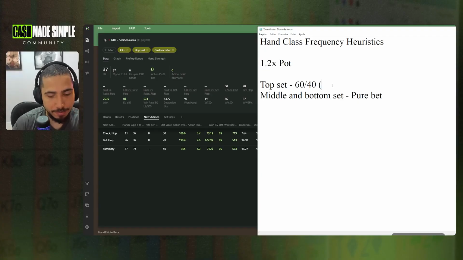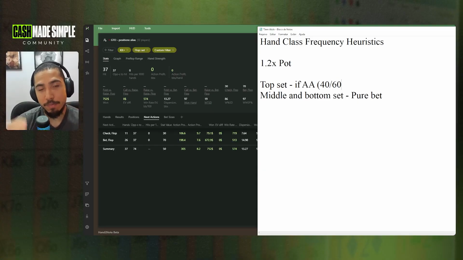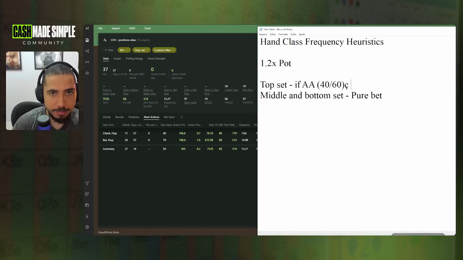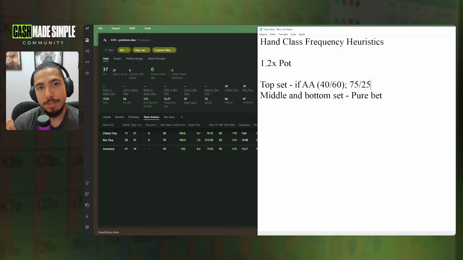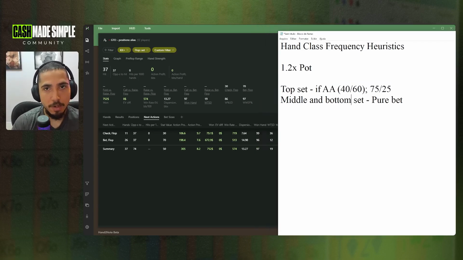If it's aces, it seems to me 40-60. Seems to me that if aces 40-60, you just bet 40%, check 60% of the time. If your top set is aces, you only bet 40% of the time. If not aces, then I would go up here. It should be something like 75-25 from what I saw. If the top set is not aces, you slow play 20%, 25%, 25 to 30%. Okay, so that seems to me like pretty good hand class frequency heuristic for the top set region.